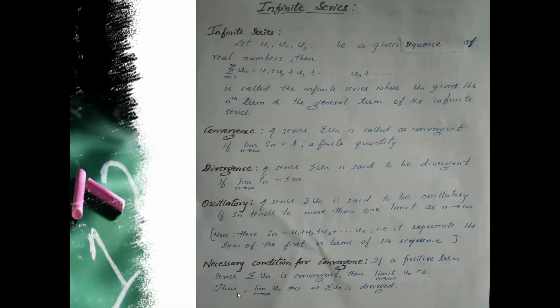Now thus we can also say that if limit as n tends to infinity of un is not equal to 0, then summation un will be a divergent series.